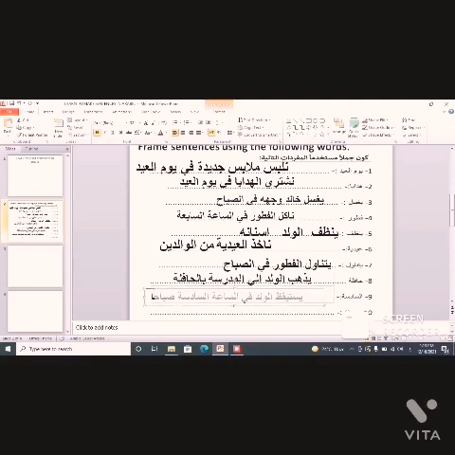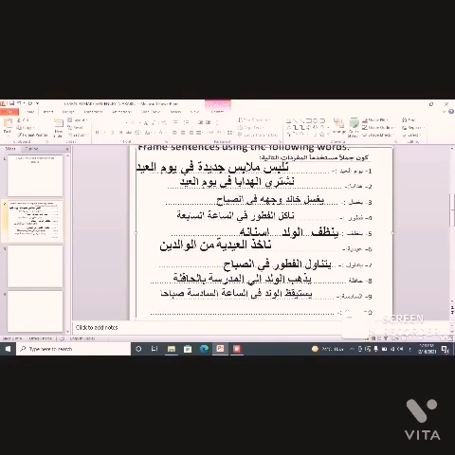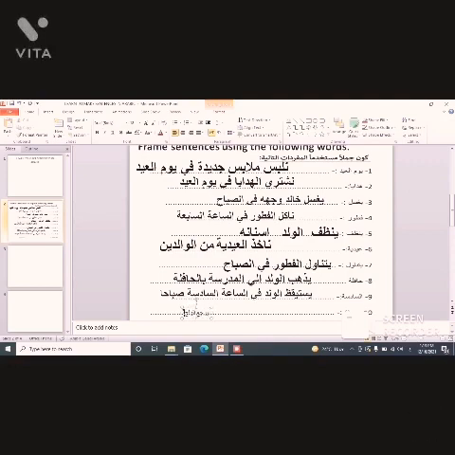Last one is masa'an, they have given evening. That means yarji'u, the boy is returning from the school in the evening. Yarji'u al-waladu, or al-bintu you can say, min al-madrasati masa'an. The boy returns from the school in the evening. So friends, this is the way how to make the sentence.